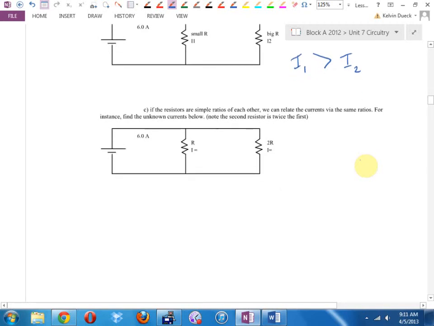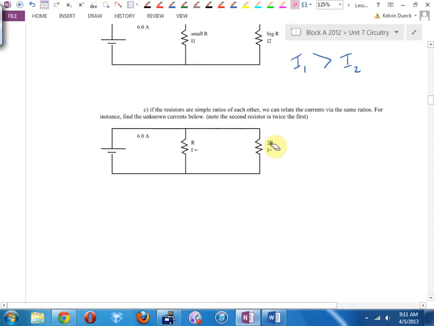In fact, we can even be more specific. I'm going to give you this in part C. I hardly ever, in fact never, have to use this, but it's handy to have in your back pocket. You can survive without this. If the currents are simple ratios of each other, we can relate the currents via the same ratios. For instance, find the unknown currents below. The second resistor is twice as big as the first.